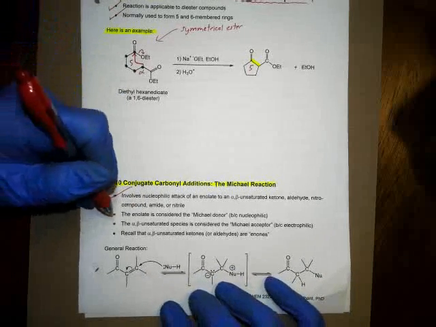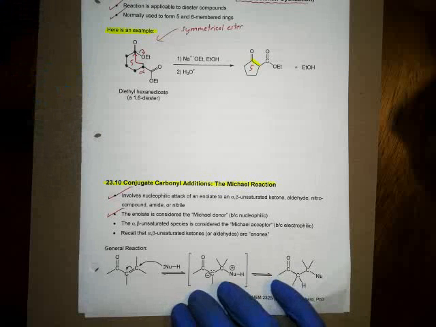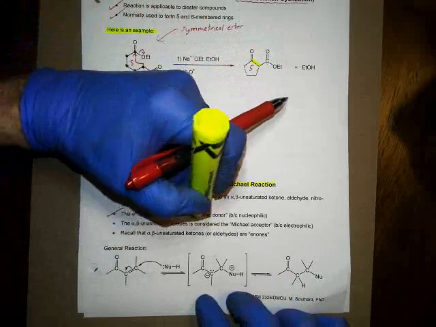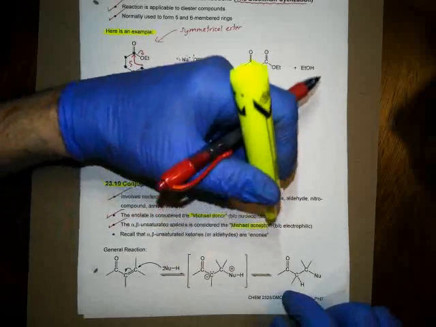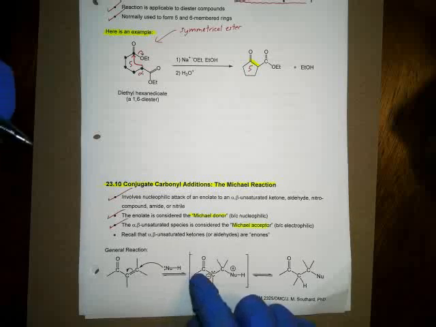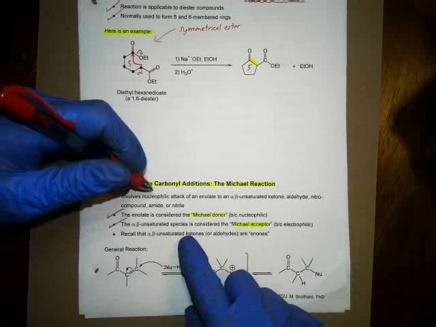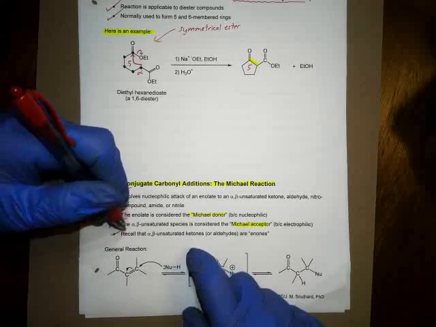So what we're going to see here is that an enolate, and this is something we said at the very beginning, okay, enolates can act as nucleophiles. So we're going to call it a Michael donor, okay, because it's nucleophilic. And the alpha-beta unsaturated species is going to be considered the Michael acceptor because it's electrophilic. And the alpha-beta species that we talked about here, they're also called what? Enones, irrespective of whether they come from ketones or aldehydes.